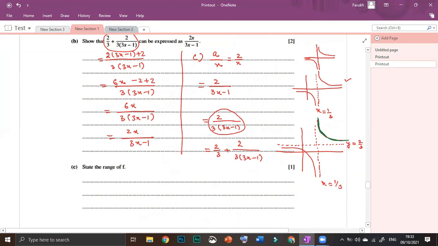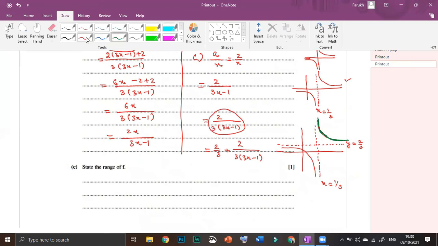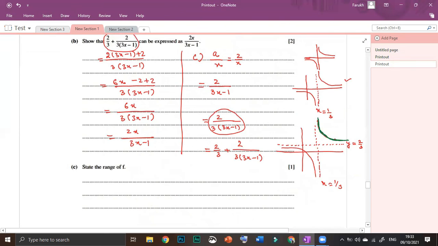According to the domain. And in this one, the minimum value of the function is minus 2 by 3, and there is no maximum value. So the range of this function is y is greater than 2 by 3.